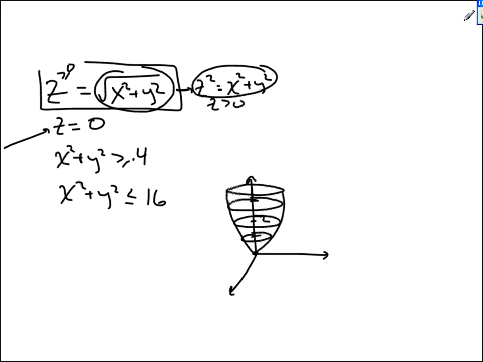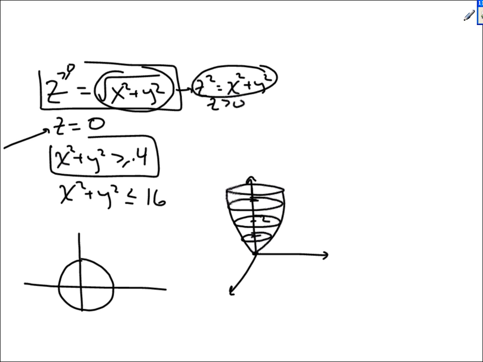Now, in the xy plane, we have x squared plus y squared equal to 4. That's the circle of radius 2. But we want to be bigger than 4 or equal to it. Those are the points on the circle and outside the circle. But x squared plus y squared equals 16 is a bigger circle, and we have to be on the circle or inside. Less than means inside.